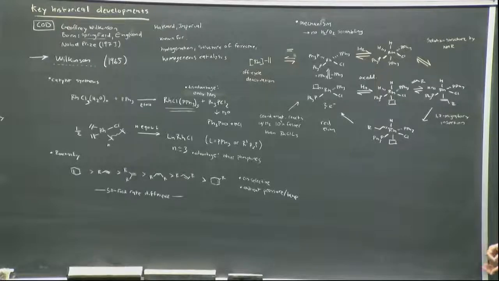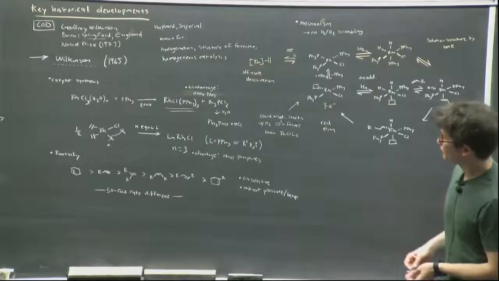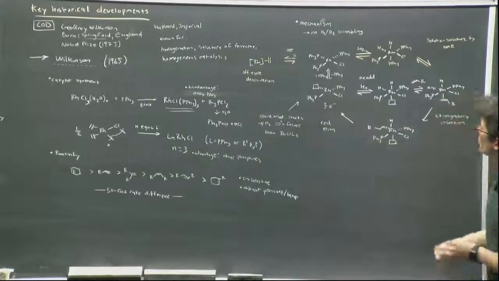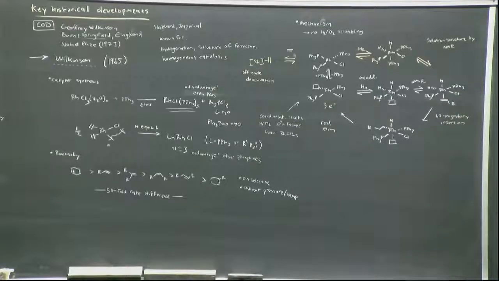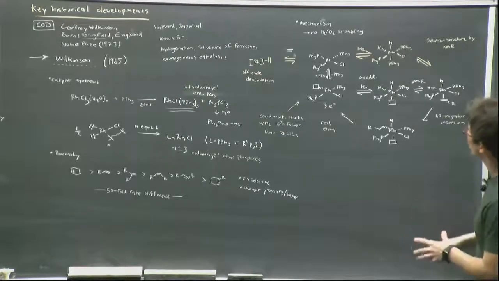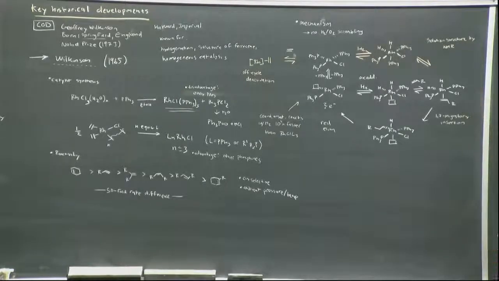One of the early observations that was made was that there's no H2-D2 scrambling, which means that when you run the reaction with a mixture of H2 and D2, you get either H2 products or D2 products. You don't get a mixture of 1H, 1D. That tells you that you're accessing a dihydride intermediate, and that from that intermediate, both groups end up getting transferred to a single alkene.